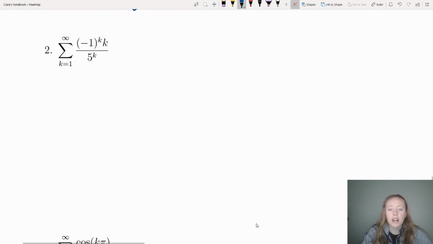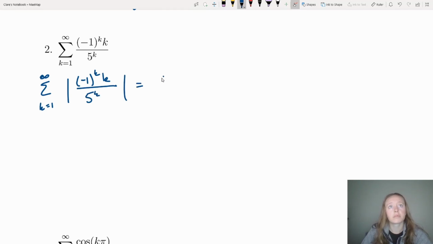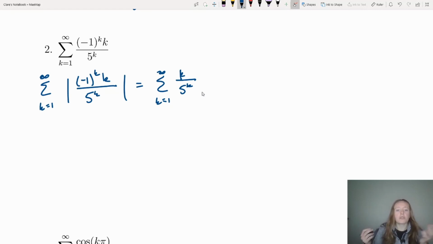In number 2, I have negative 1 to the k times k over 5 to the k. So taking the absolute value of this series, I get the summation of k over 5 to the k. Now, I need to decide whether that absolute value of that series diverges or converges. If it converges, I know I sound like a broken record, but it's great if it converges because that means we converge absolutely.